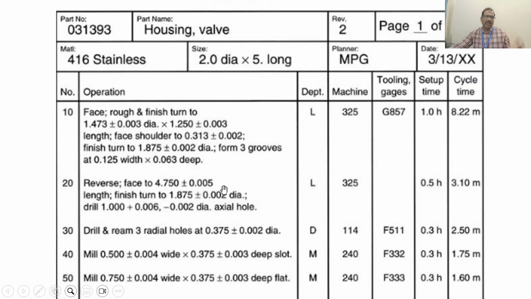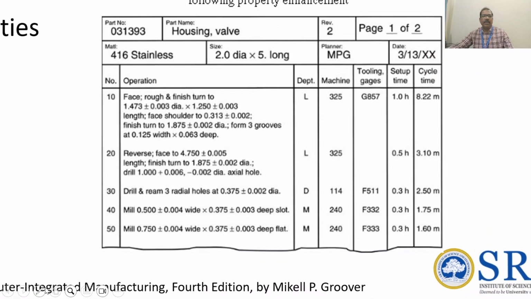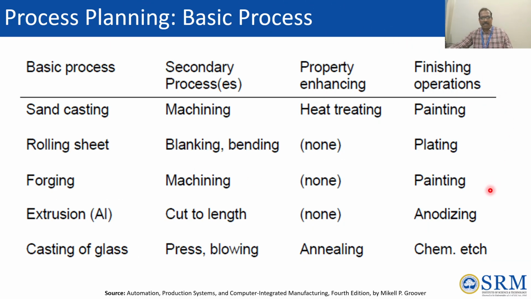Then once we reverse, they again do the facing operation and the finish turn. After that, they do the drilling operation and also the reaming operation. They do the milling operation, and they do the deep slot. For each and every process, they have clearly given the dimension values and the tolerance value, which department needs to do it, what machine is being used, what kind of tool, how much setup time, and what cycle time is needed. So this is the example of process planning for parts. Then these are all the basic processes.